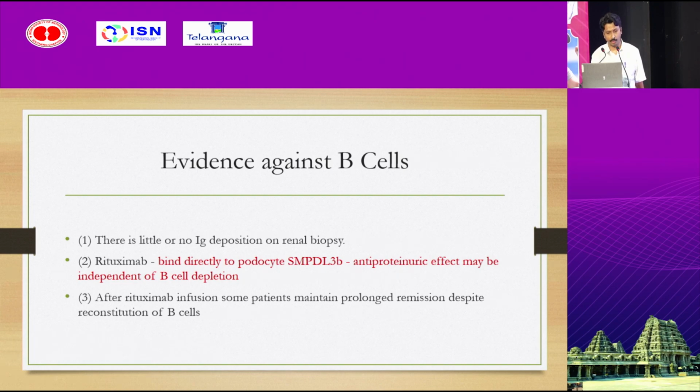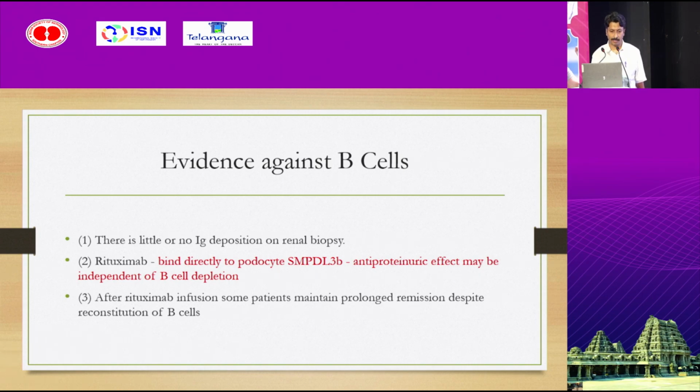And rituximab, though it is a B cell inhibitor, can have a direct effect on the podocytes as it directly binds to SMPDL3B. This antiproteinuric effect of rituximab can be explained without an effect on the B cells also.